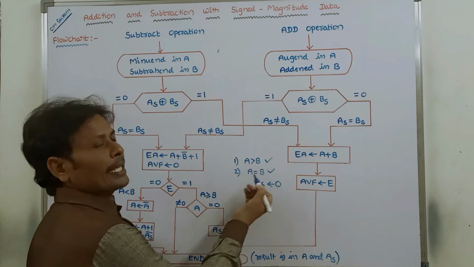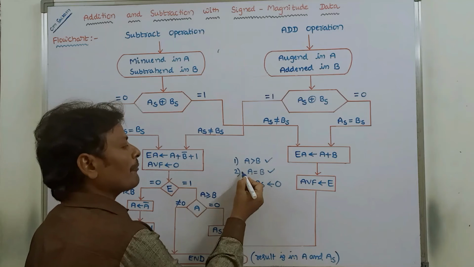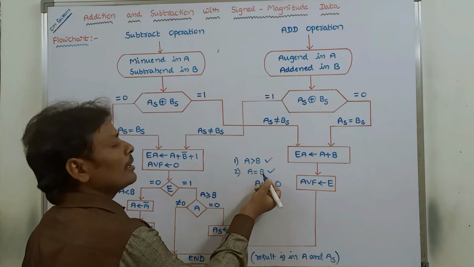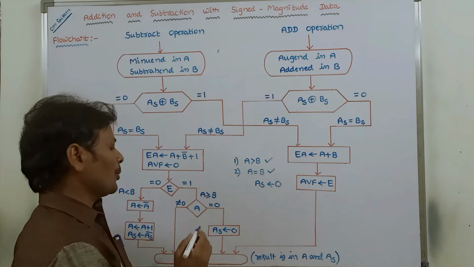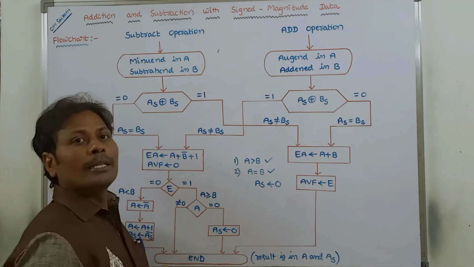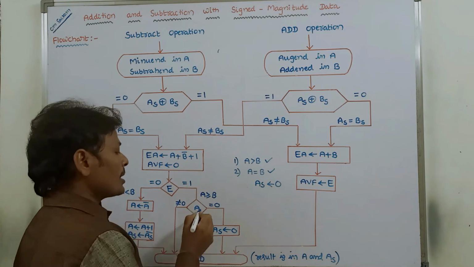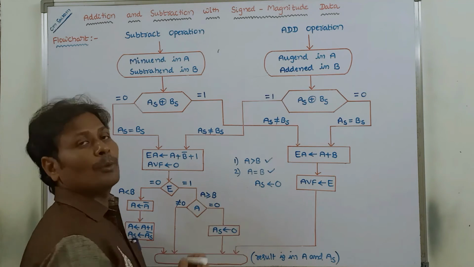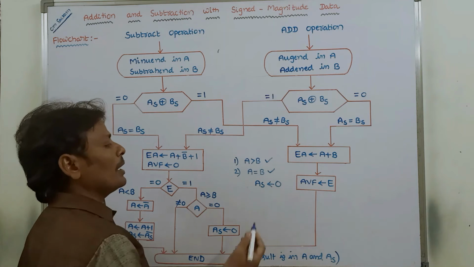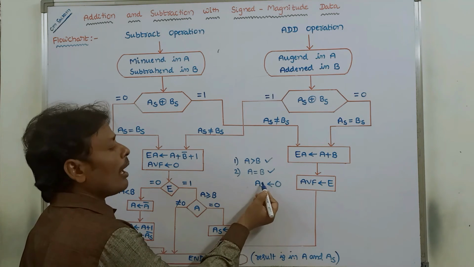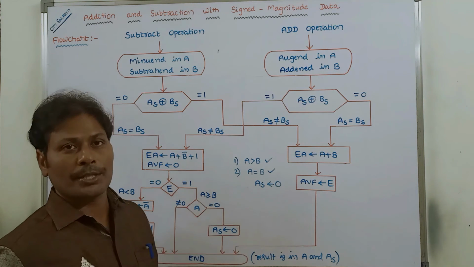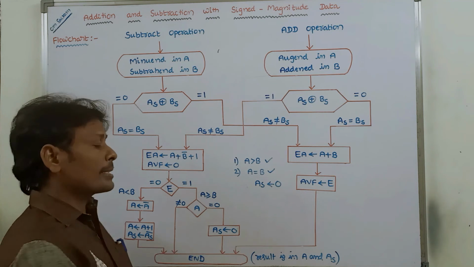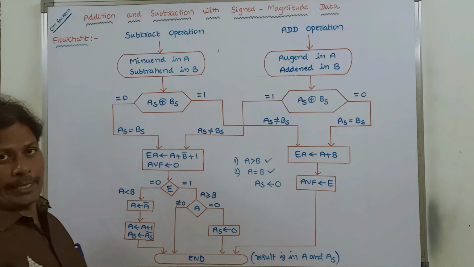Whenever A is equal to B, whenever we are performing the subtraction operation, we may get a 0 result. So, when we are checking register A, the result value is equal to 0. We have to assign 0 to the sign bit of register A, that is AS. That means we are always getting the positive result.